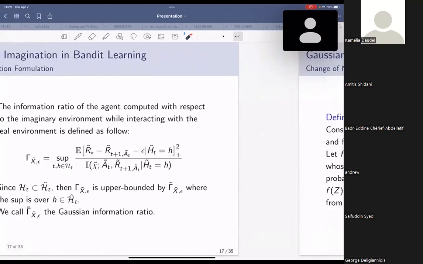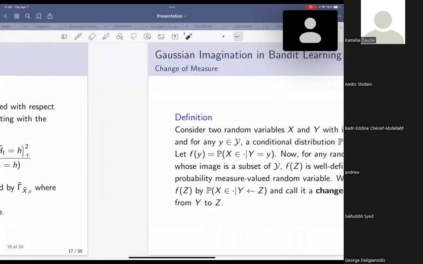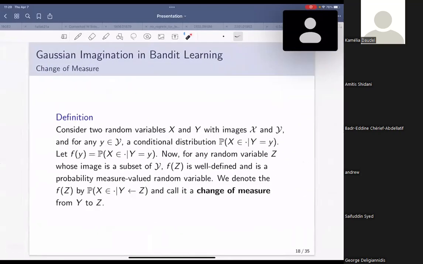And yes, that's it. We only need one more definition, and then we're good to go to the domain theorem. So the definition is called change of measure. If we have two random variables, x and y, and corresponding images, for any realization of y, we can define the conditional distribution of x given y, which we show by f of y as a function.